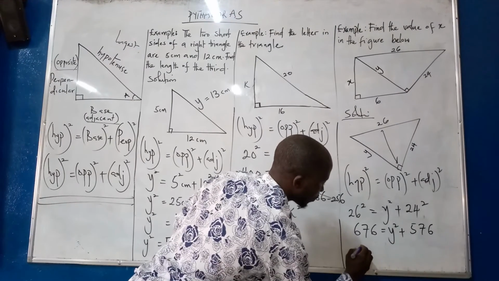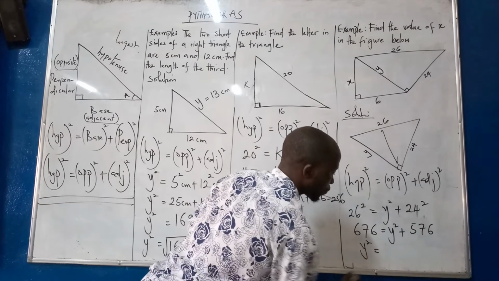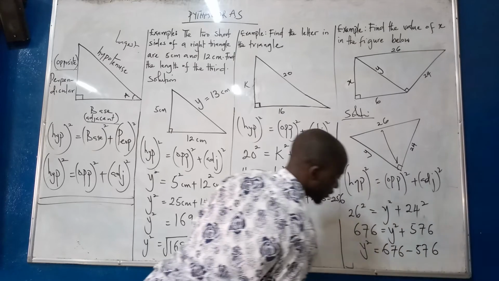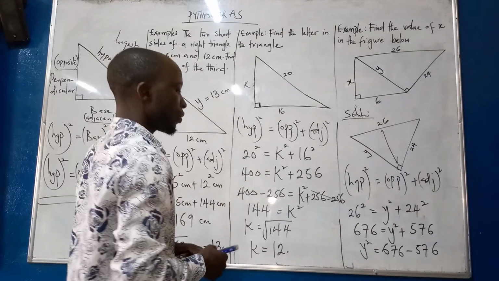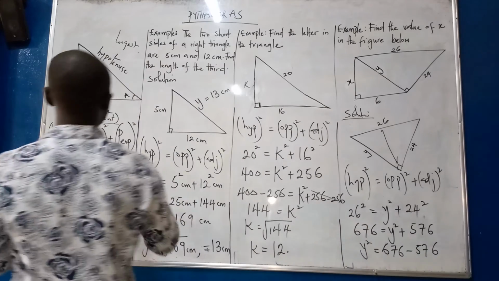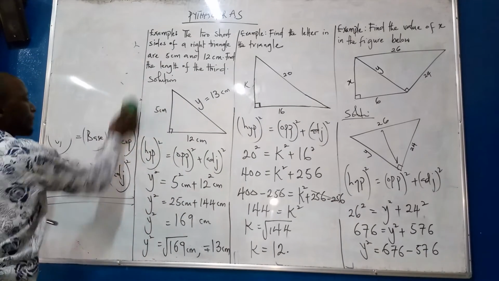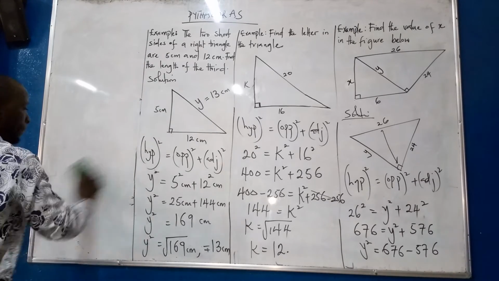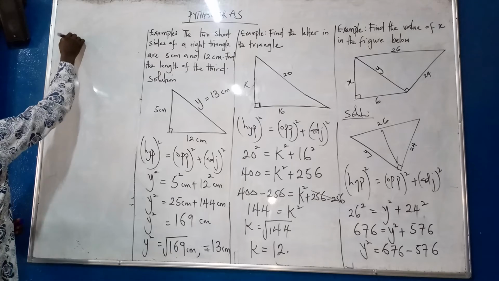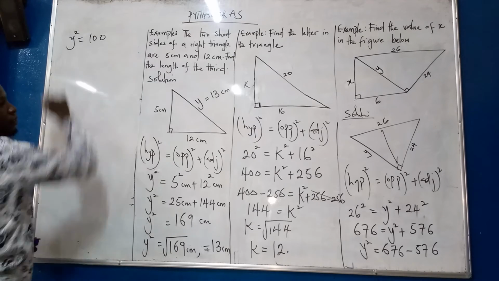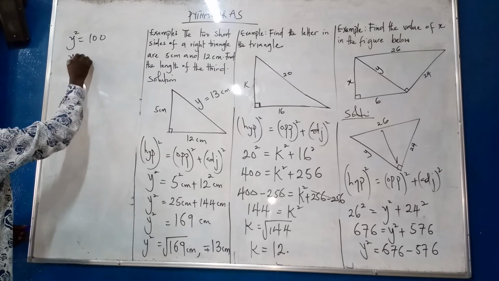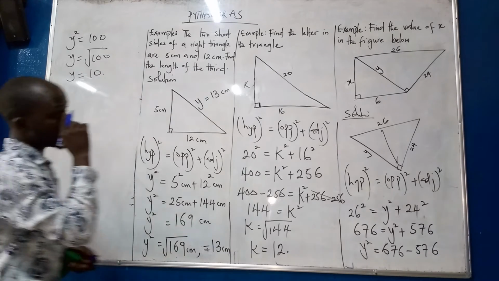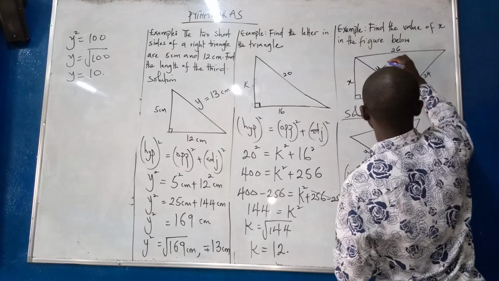Making y square the subject of the formula, y square equals 676 minus 576. And this will definitely give us 100. So from there, we have y square equals 100. Now y equals the square root of 100. Therefore, y equals 10, which means the y we are looking for here is just 10.